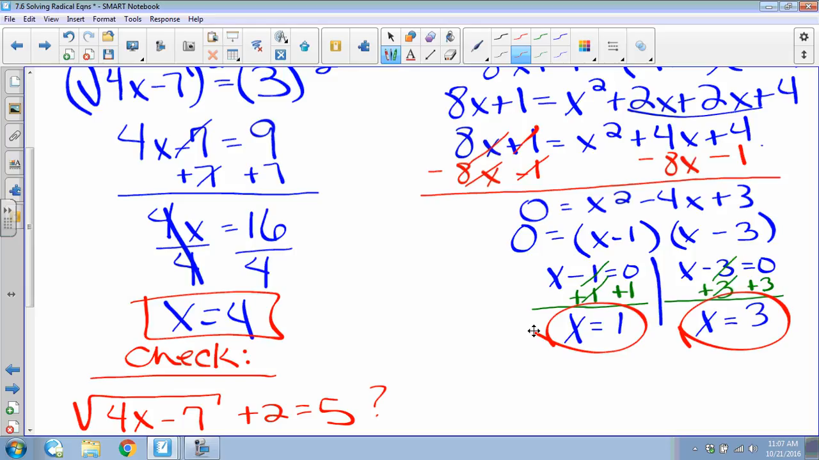That is as complicated as these problems get. Okay? When you have to square both sides and you end up with a binomial on the other side, you have to expand it and distribute and then factor. Okay? Any questions? Is anybody not finished with this?